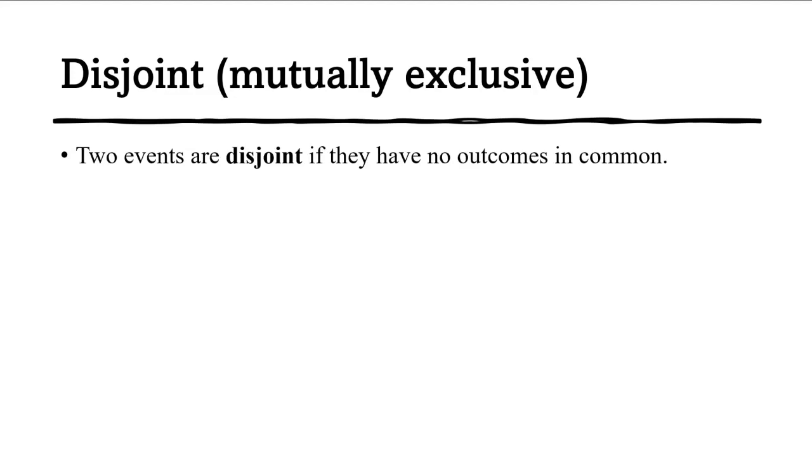First, we need to define some terms. The first term I want to define is disjoint, which also can be described as mutually exclusive. And we say that two events are disjoint if they have no outcomes in common. So there's no overlap. There's nothing in common between two sets. Those are called disjoint sets.